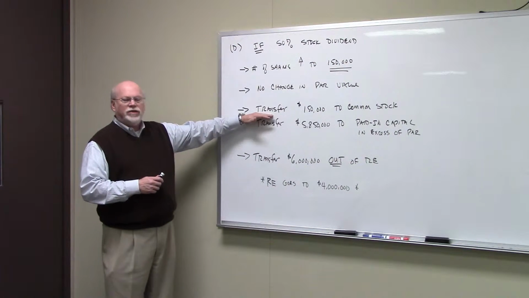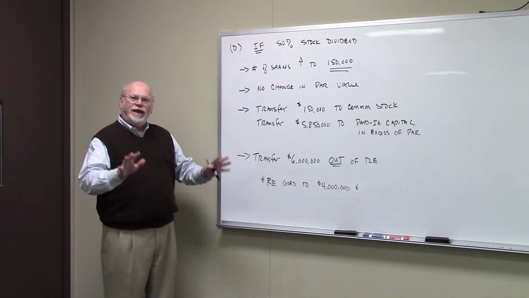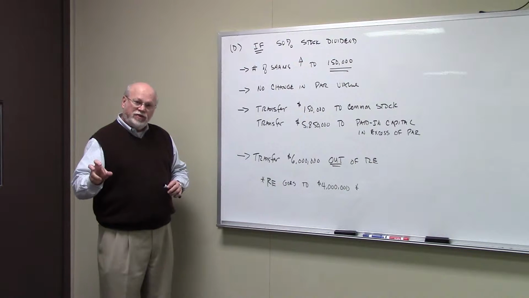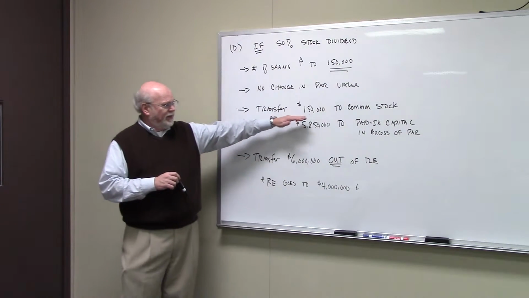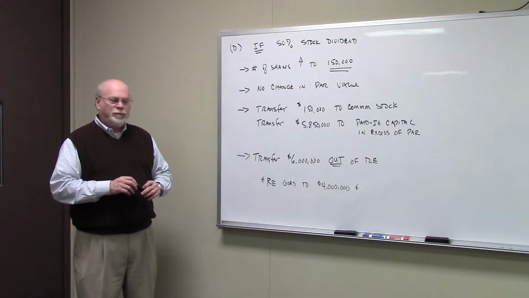One has to do with the common stock account. The common stock account will increase by $150,000. That's the 50,000 shares that they're paying times the par value of $3 a share. So one thing that happened is the common stock account is going to increase by $150,000.